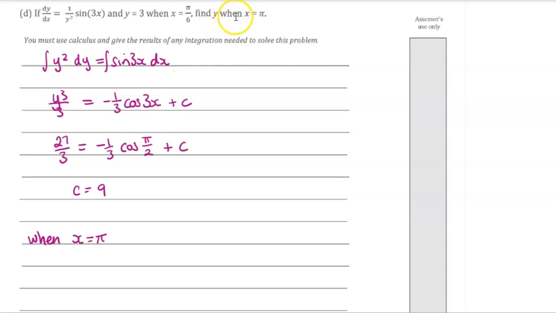Now we're asked to work out y when x is pi. So if we put pi into this equation, where we now have the c being the plus 9 we just worked out, then we can follow that through to work out what y is. So that becomes y is the cubed root of 28, or 3.037.